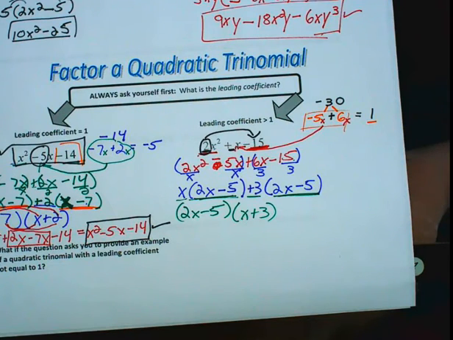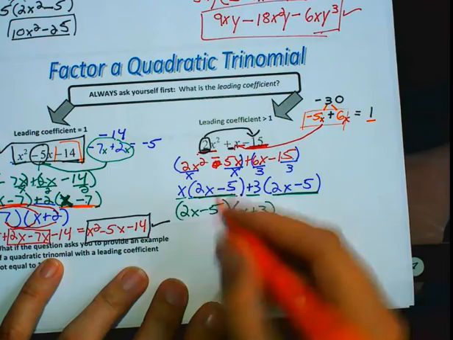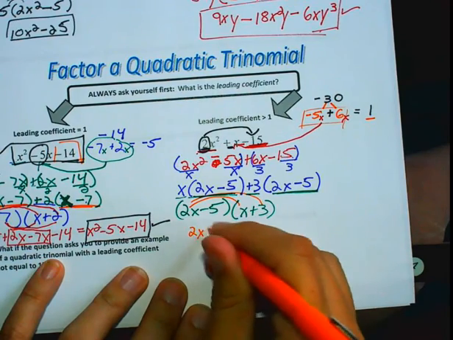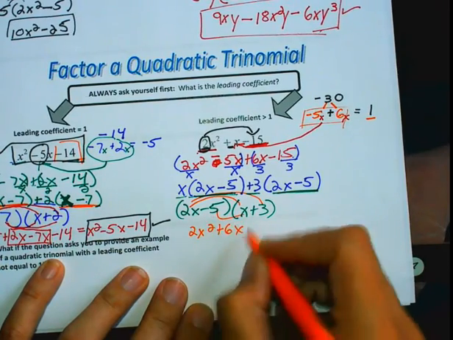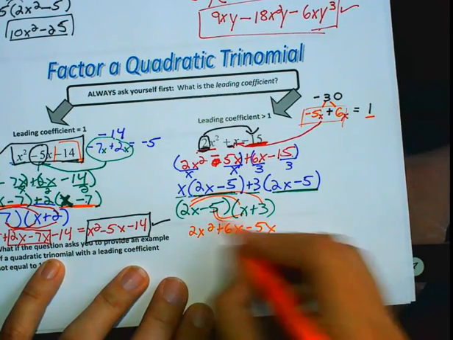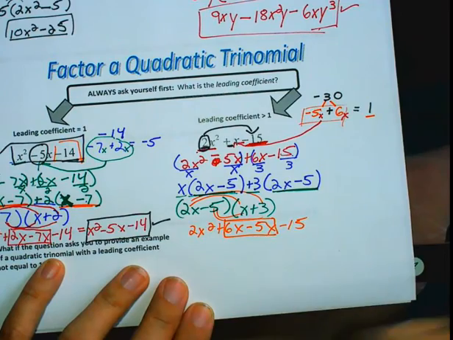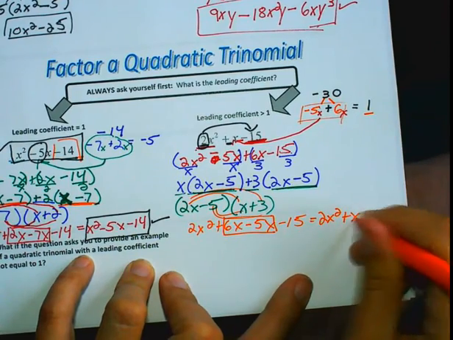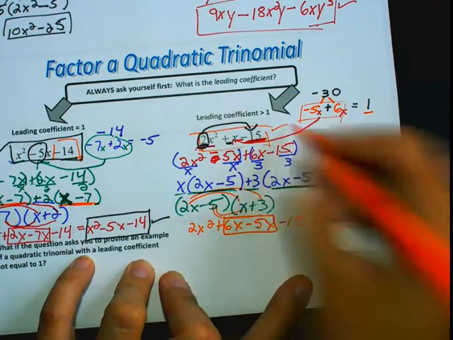If you do not trust yourself and you think you've done something wrong, even if you didn't think you did something wrong, it's a good idea to go ahead and check. So we're going to FOIL, or you can use box method, whatever works for you. Do this one a little faster. 2x times x is 2x squared. 2x times 3, 6x. Negative 5 times x is negative 5x. Negative 5 times 3 is negative 15. We're going to combine our middle term there, and that will give us 2x squared plus x minus 15. Check, does this match what we started with? It does, so you know you've done it correctly.